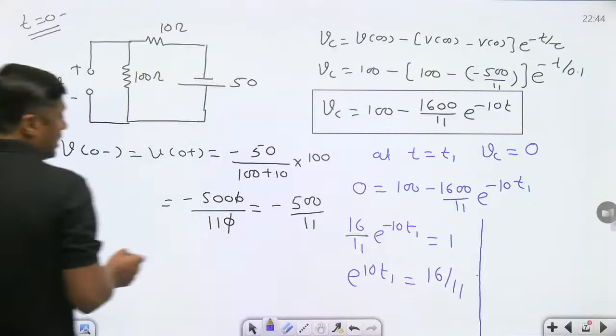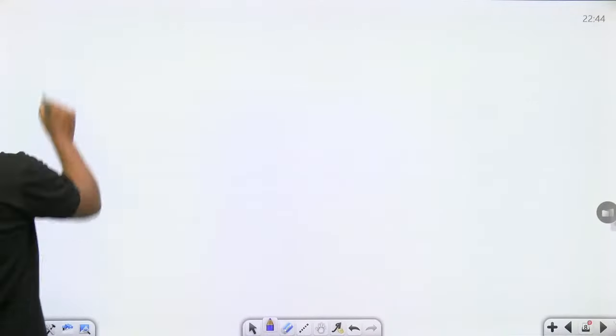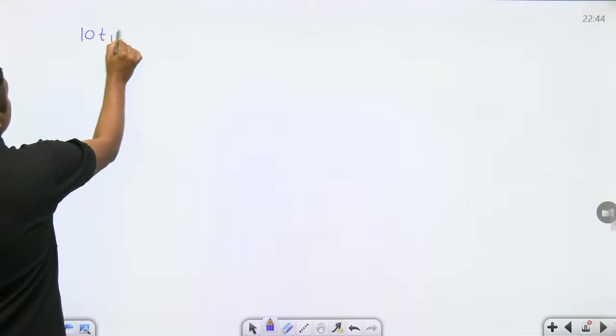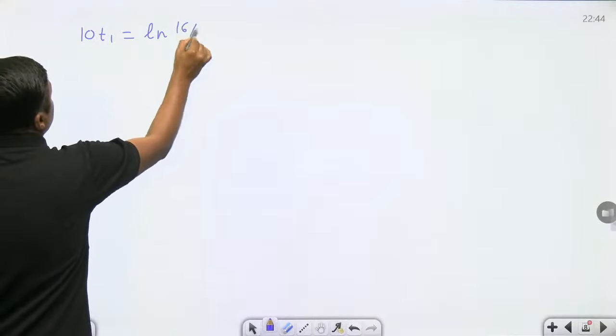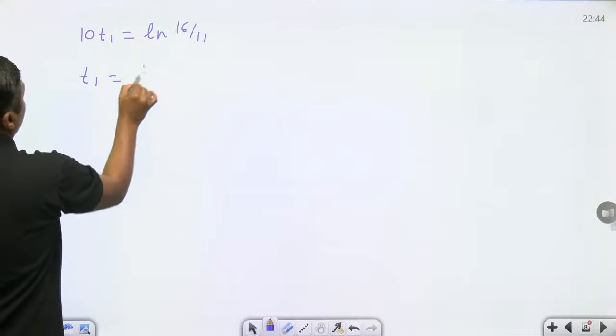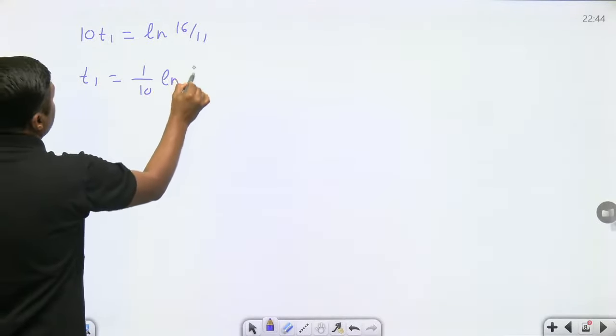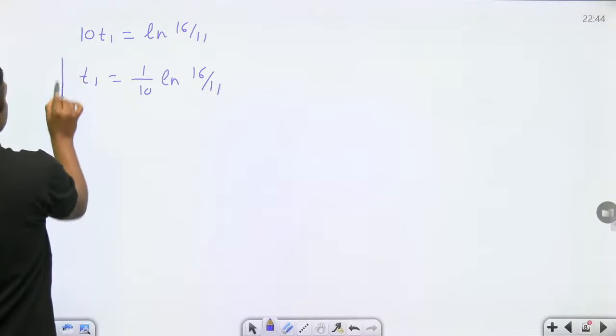Always remember, this is the e raised to power 10 T1. That is nothing but 16 by 11, so T1 is equal to 1 by 10 log of 16 by 11. That is the answer.